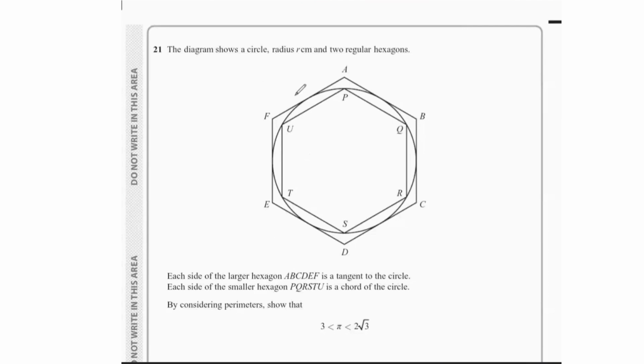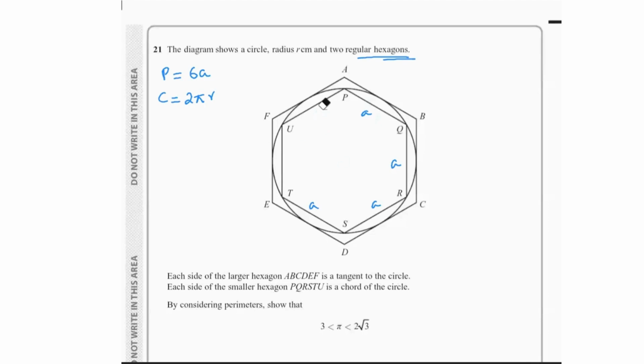We know that the hexagon is a regular hexagon, which means all lengths are equal. So if this is A, this is also A, this is also A, this is also A, this is also A. So the perimeter of the hexagon is going to be 6 times A. Same for the outer hexagon, the perimeter is going to be 6 times whatever the length is. For the circle, the circumference is 2 pi r. They have said that the radius is r centimeters.